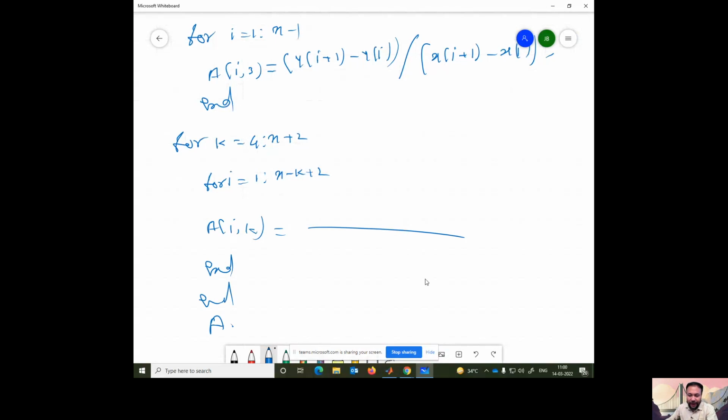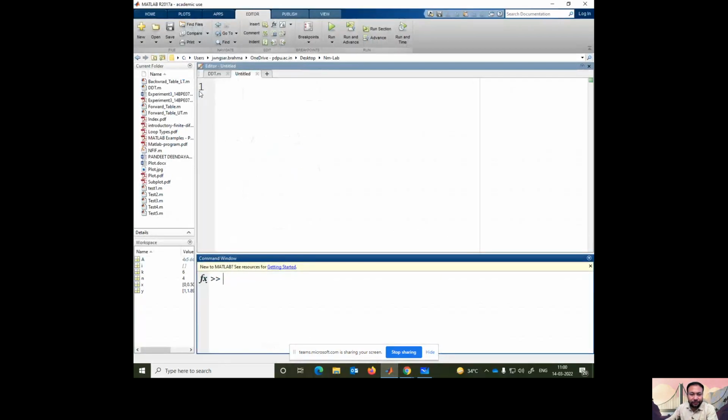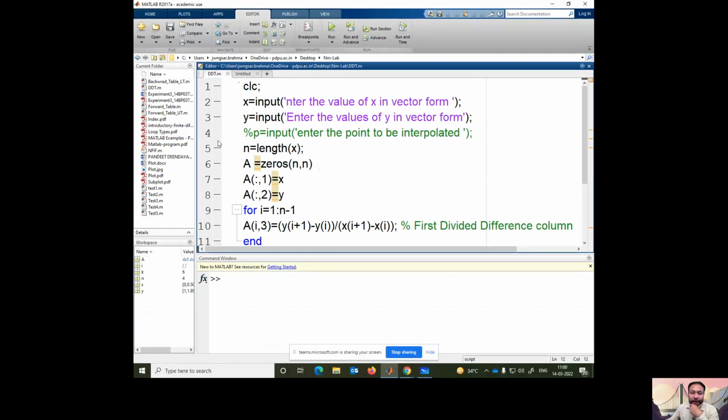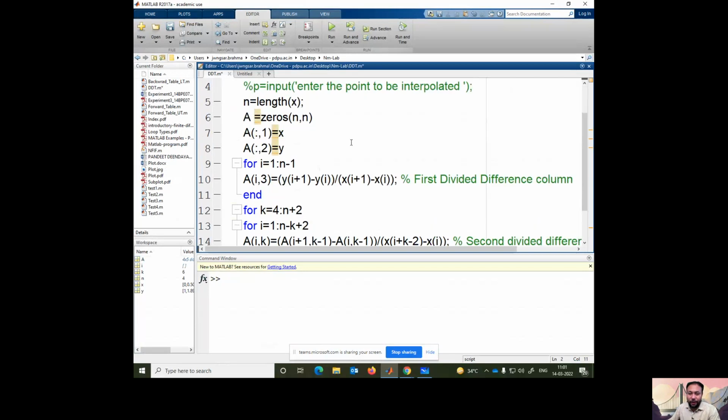Okay, let's try to write this in MATLAB coding here. I have already written the MATLAB code here. Just look here. Input: write down here, enter the value of x in vector form. Y input, enter the value of y in vector form. Now n will give the length of the data, A will give a null matrix. x will now become the first column of the given matrix, and y will become the second column.